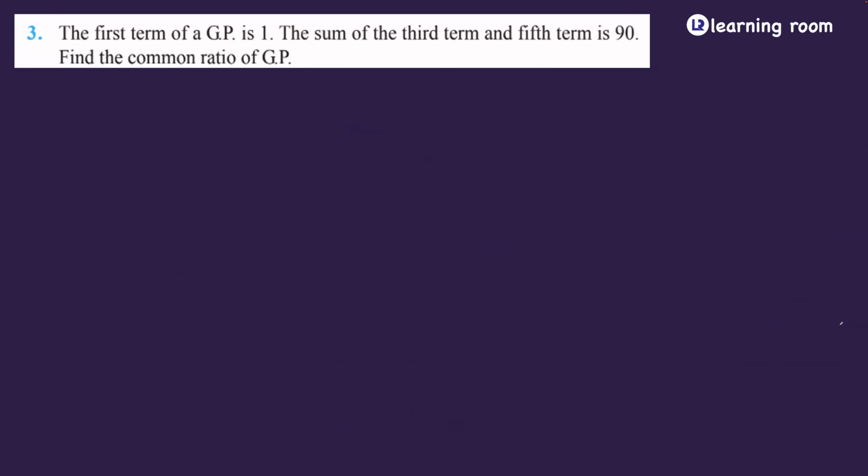Then try this. The first term of a GP is 1. The sum of the third term and the fifth term is 90. Find the common ratio in geometric progression. Common ratio of the geometric progression.